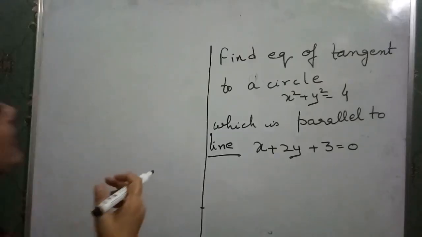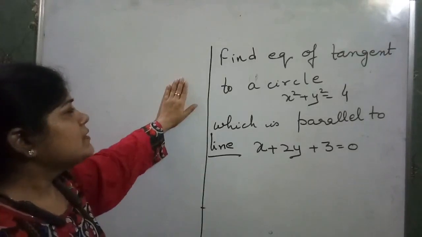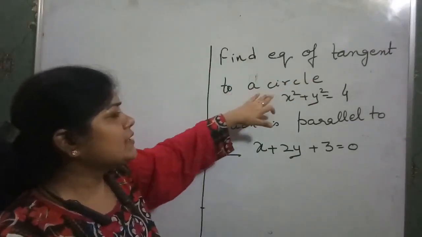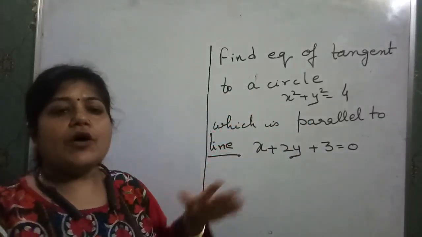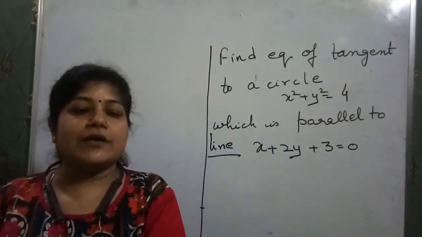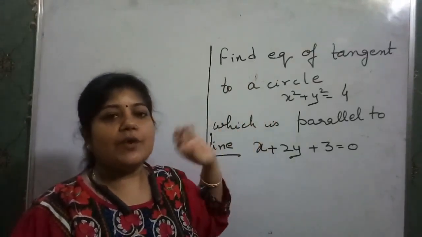Now the next pattern of the question in this series is, see on the blackboard, find the equation of the tangent to this circle which is parallel to this line. Now we have to find the equation of a tangent which is parallel to another line, and the equation of the circle is given to us.